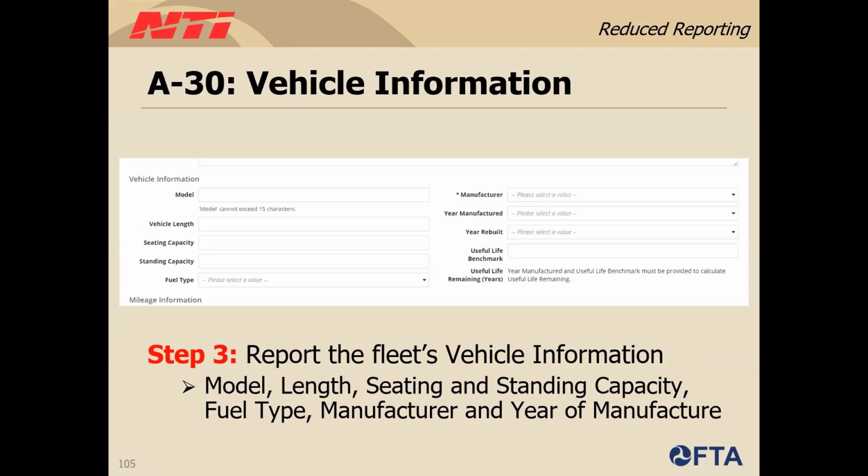Once you have entered the basic information, you will report the vehicle information. This includes the fleet's model, length, seating and standing capacities, fuel type, manufacturer, and year manufactured. Some vehicles have multiple manufacturers. Agencies must report the final manufacturer and model.